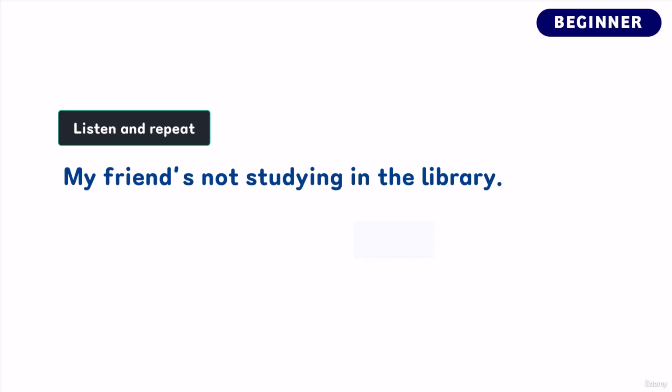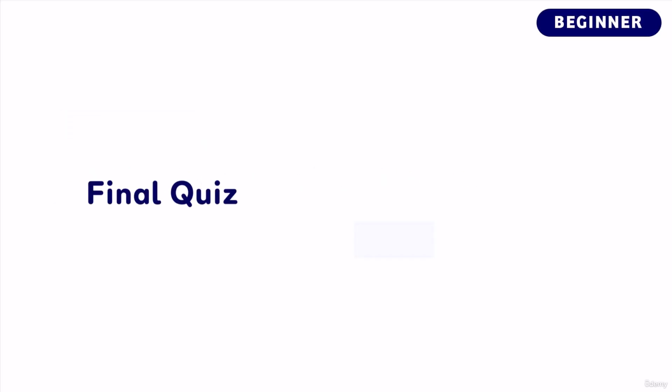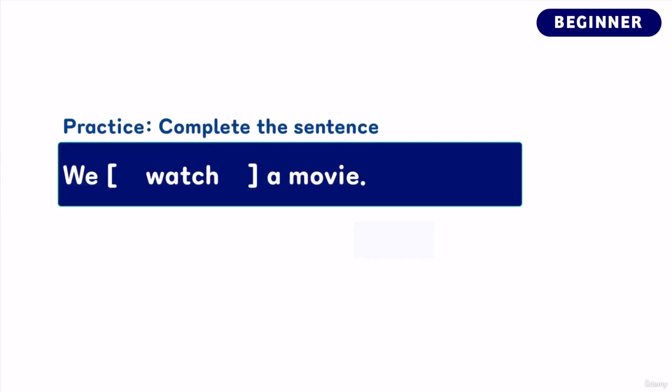Let's now do the final quiz for this lesson. In this final quiz, you will see sentences with blanks, and you have to say the correct sentence, forming the correct verb phrase using the verbs in the brackets. After you have said the answer, you can listen to the correct sentence. Okay, let's begin the practice.